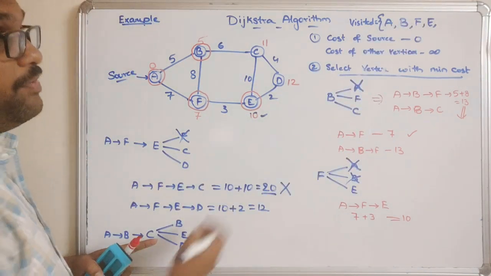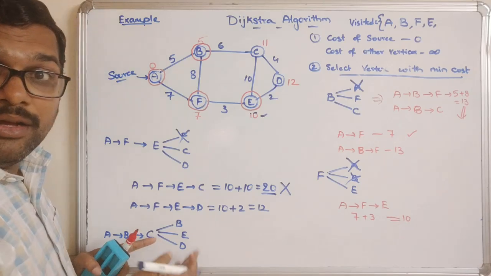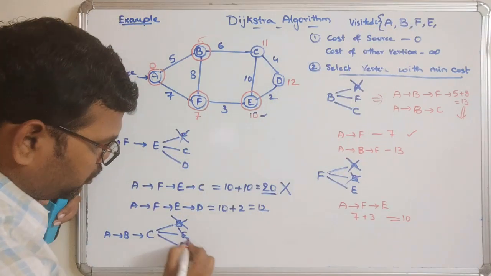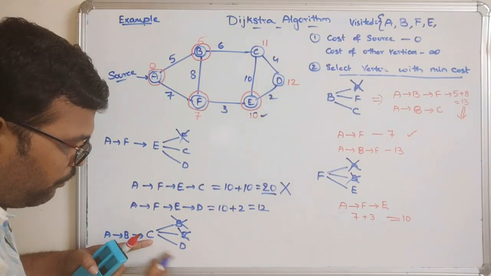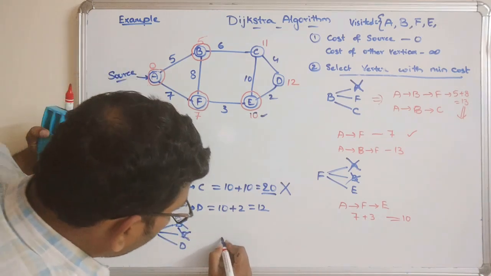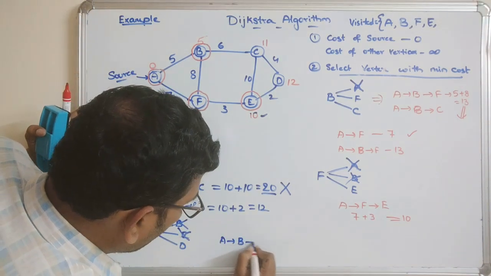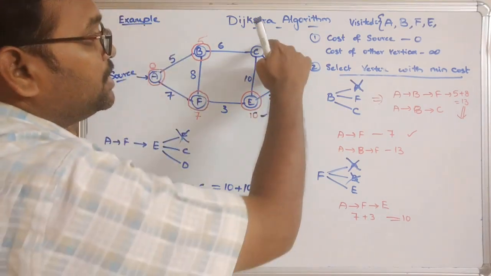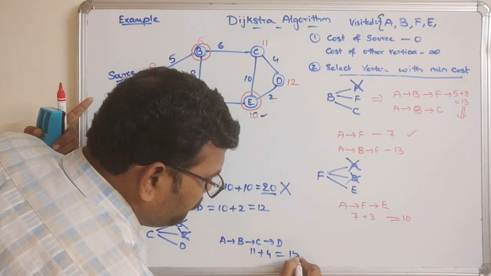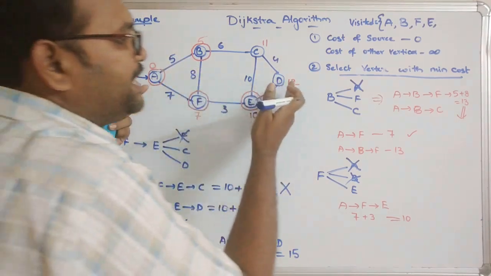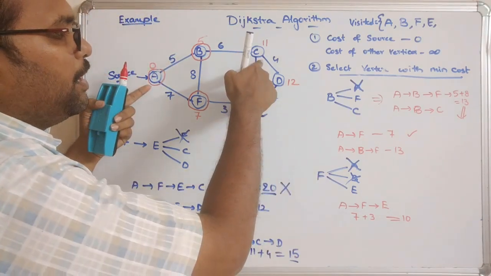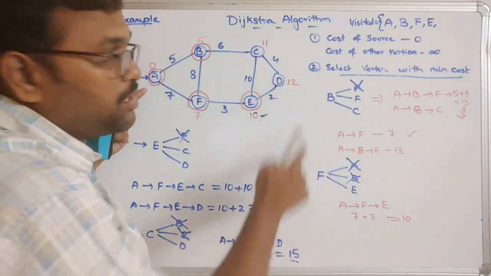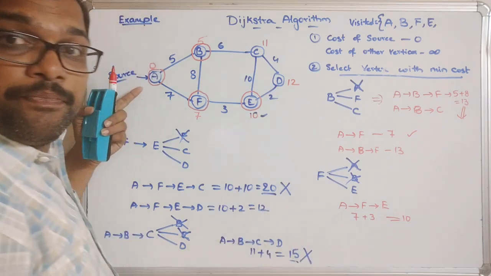Verify whether any vertex is in the visited. B is visited, so you need not worry about this. E is also visited, you need not worry about this. So we are having only one edge, that is from C to D. That implies A to B, B to C, C to D. Up to C it is 11 plus C to D it is 4, which is 15. So from A to reach D, the cost is 15 through C. But through E, it becomes 12. Among 12 and 15, which is the lowest? 12. So we can discard.